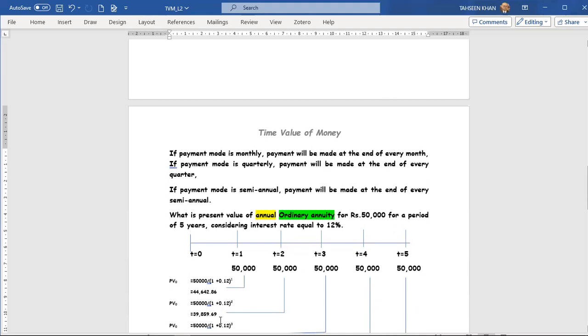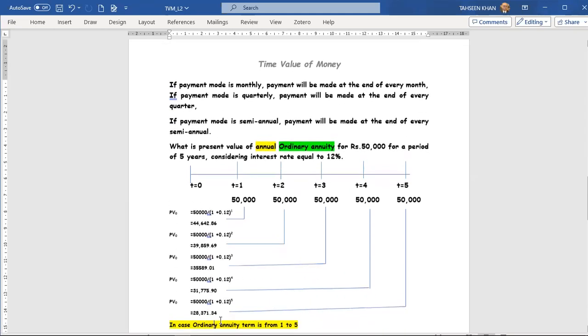Here we have an example. What is the present value of annual ordinary annuities of 50,000 for a period of 5 years? Consider the interest rate is equal to 12%. Here, the first payment is made at the end of the first year, that is t equal to 1. The second payment is made at the end of the second year, that is t equal to 2. The third payment is made at the end of the third year, that is t equal to 3, the fourth payment at the end of the fourth year, that is t equal to 4, and the fifth payment at the end of the fifth year, that is t equal to 5.